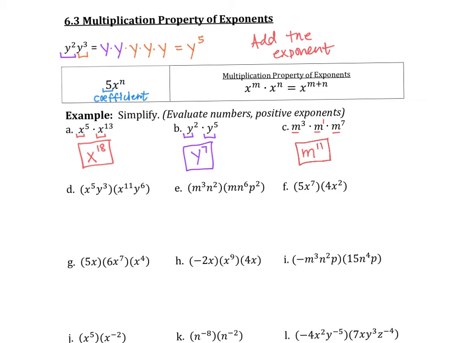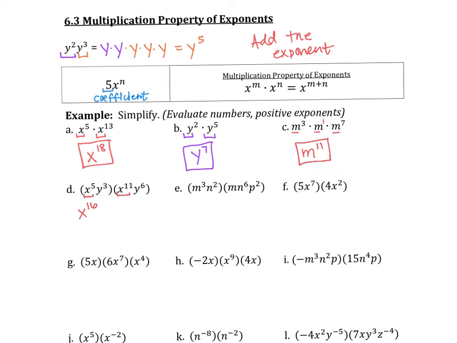Okay, now at D, I'm going to add a second variable. So I have x to the fifth, y to the third, times x to the 11th, y to the 6th. And I'm going to do the same. I'm still going to use the multiplication property of exponents. I just have to make sure I use it with the corresponding variable. So in this case, let's see, I have x to the fifth. Do I have another base of x? Yes, I do. So if I do x to the fifth times x to the 11th, I get x to the 5 plus 11, which is 16.